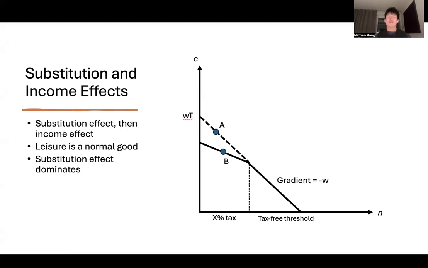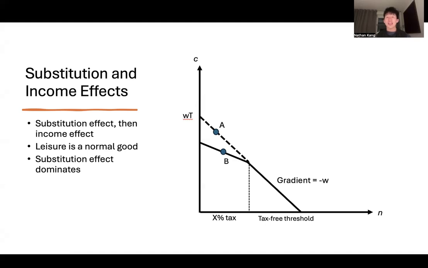Because this worker faces an income tax, the real wage decreases, meaning that the price of leisure is now cheaper. Because leisure is a normal good, they are going to substitute time spent on labor for more time spent on leisure. This is going to reduce their total labor output, meaning that they work less.